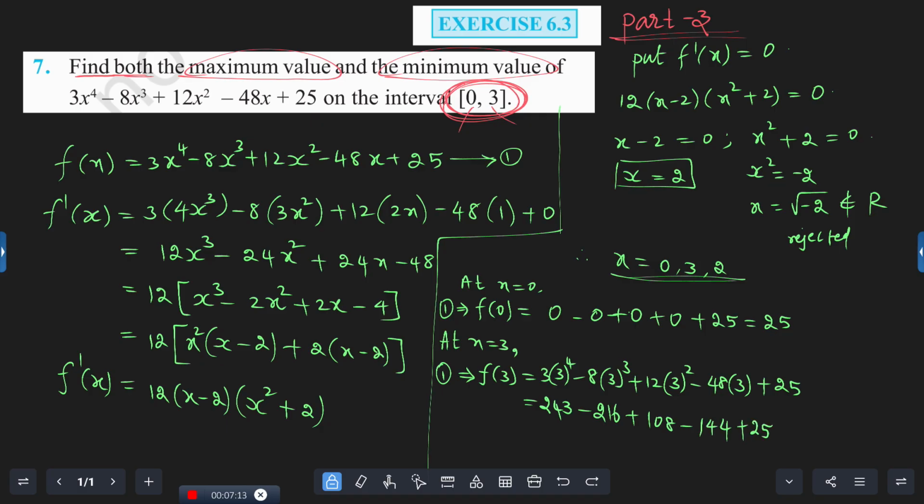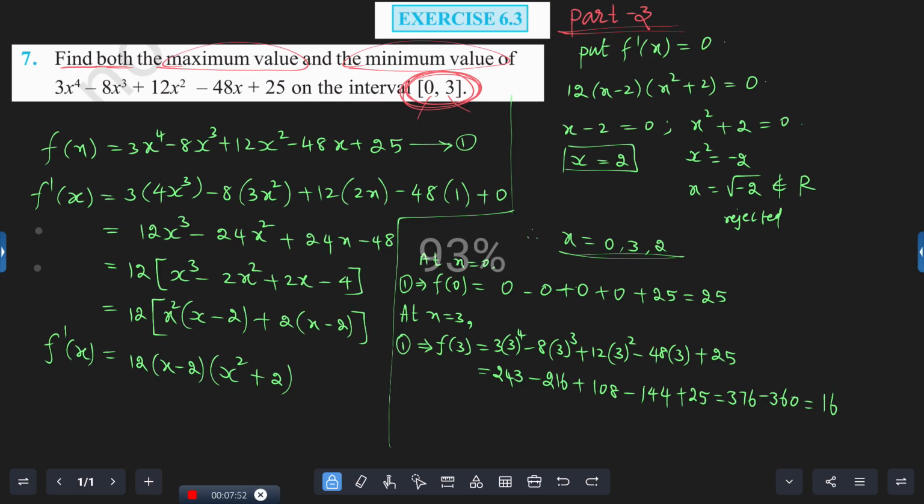First, all the positive numbers you add. So 243, 108 and 25. Add everything, what am I getting? 376. Then all the negative numbers, 216 and 144, add this, we get 360. When you subtract both, what am I getting? 16. Same manner we should find f of 2.